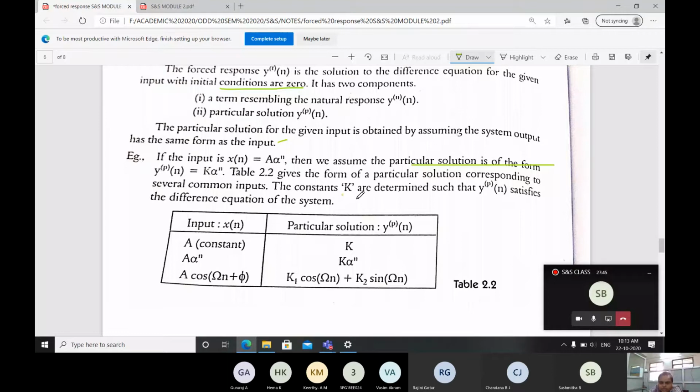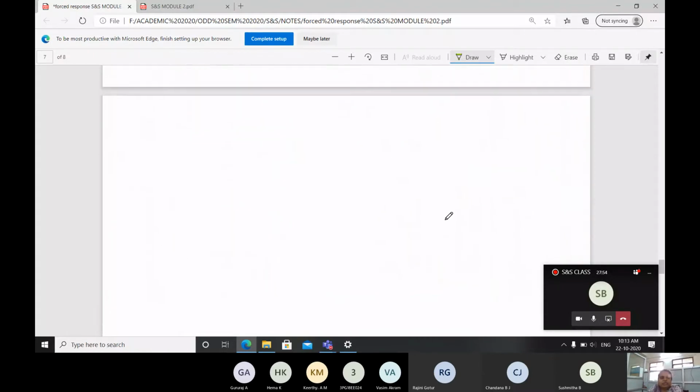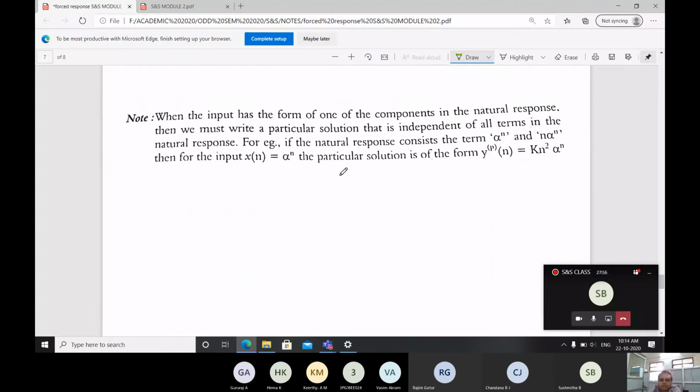The constant k is determined such that y_p of n satisfies the difference equation of the system. This is about the forced response. A small note here it is given: when the input has the form of one of the components in the natural response, then the particular solution is independent of all terms in the natural response.